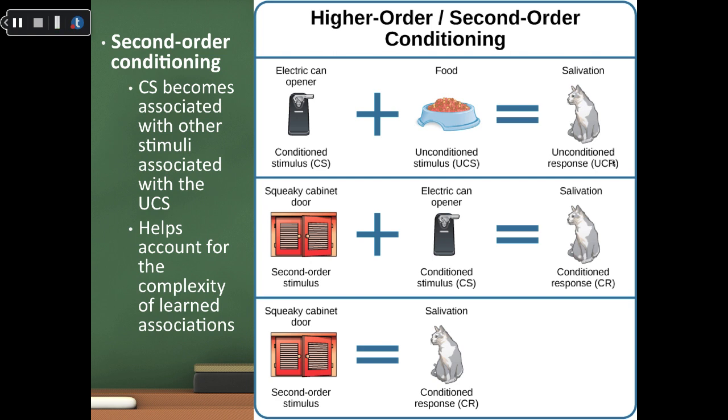You keep your electric can opener in a cabinet, and the cabinet has a squeaky door. So she begins to realize that if you're opening the cabinet door and it squeaks, you're then going to use the can opener to open a can of food for the cat. So she salivates or comes running when she hears the squeaky cabinet door. Okay? So this is a complex relationship where something like the squeaky cabinet door that's not directly related to the food elicits a response because it's related to the mediator of the conditioned stimulus.